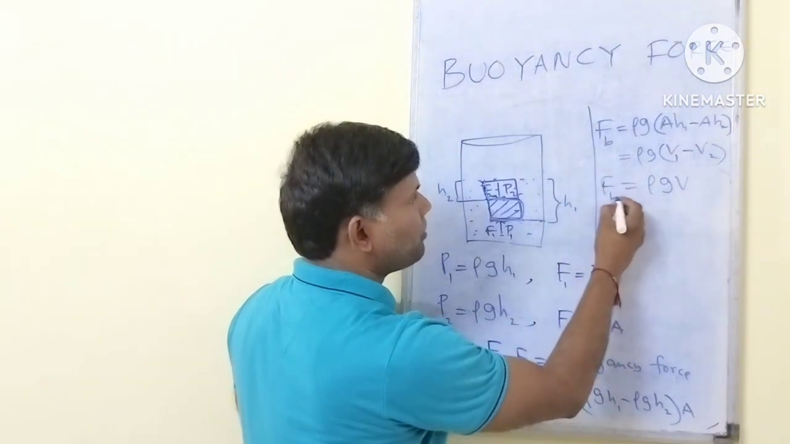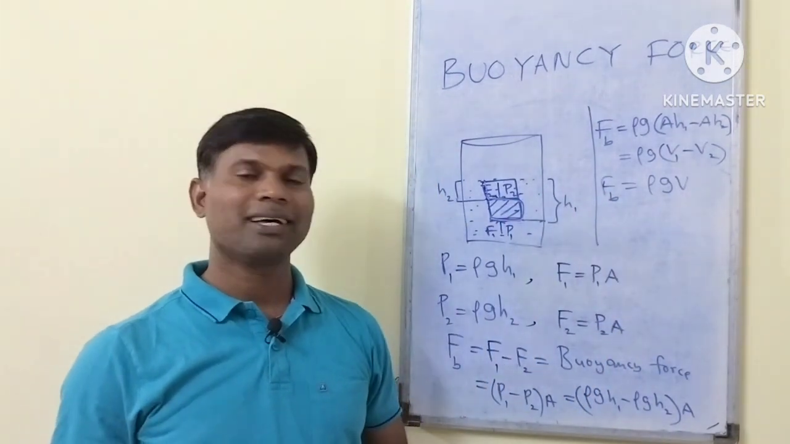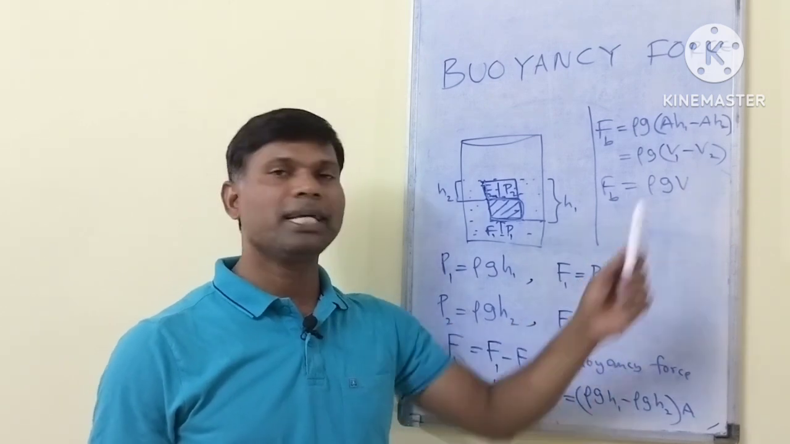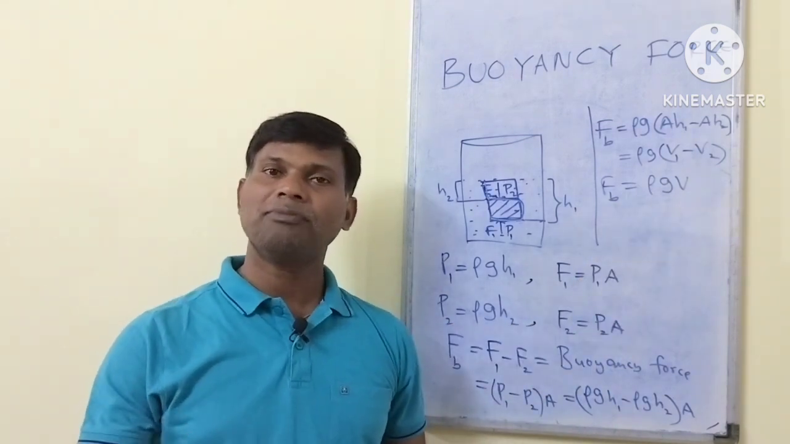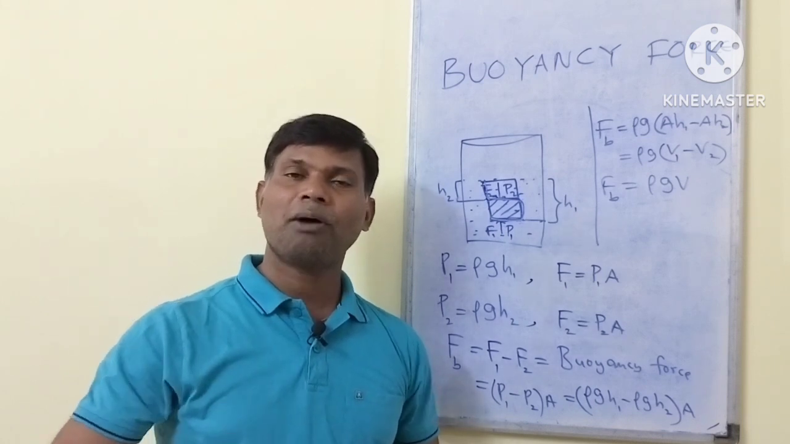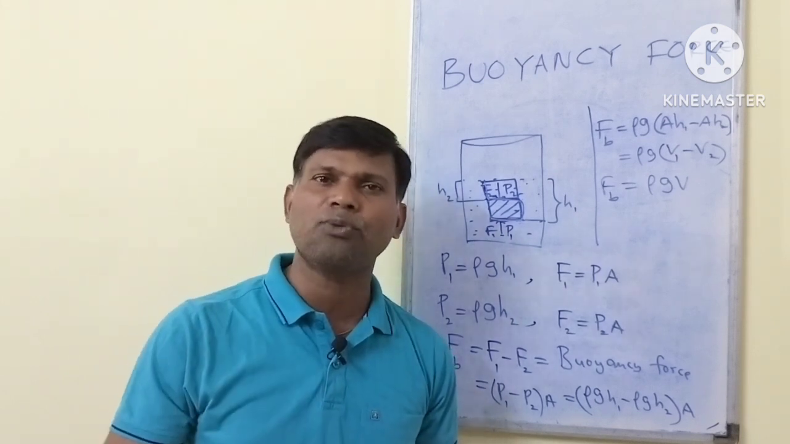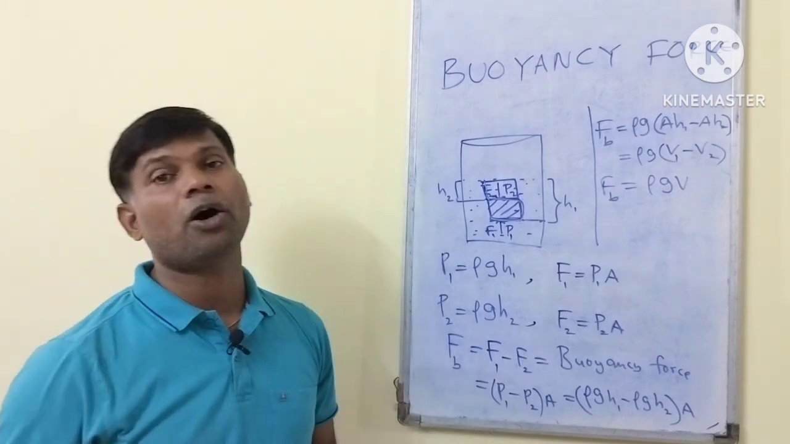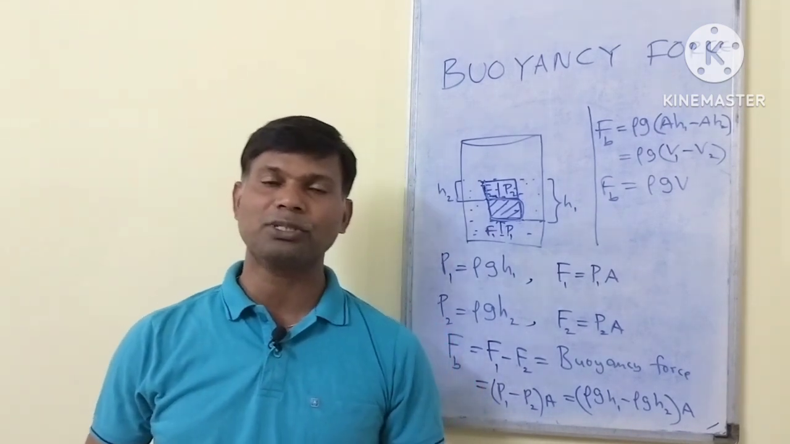In the previous example also we derived the same thing. Rho is the density of the fluid, g is the acceleration due to gravity, V is the volume of the liquid displaced. The volume of the liquid displaced is the same as the volume of the object. So this is the origin of the buoyancy force.